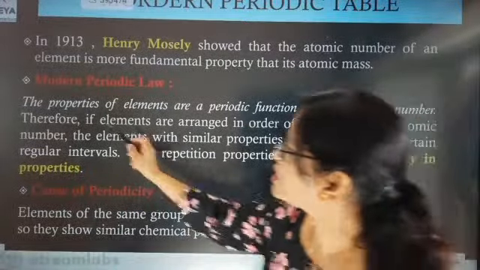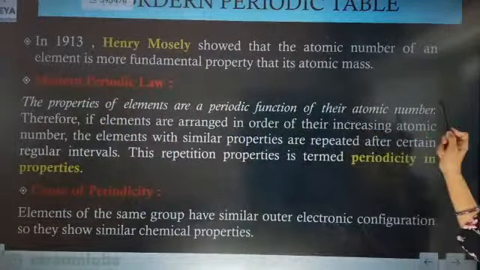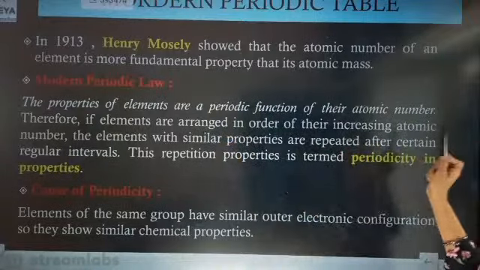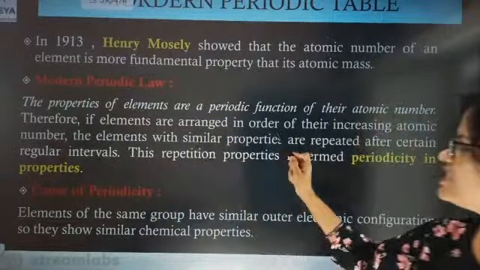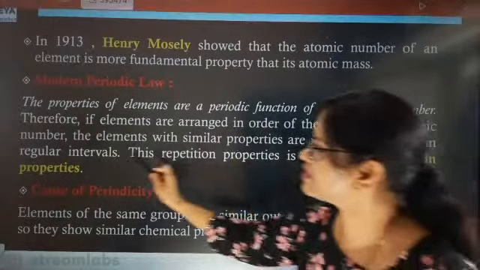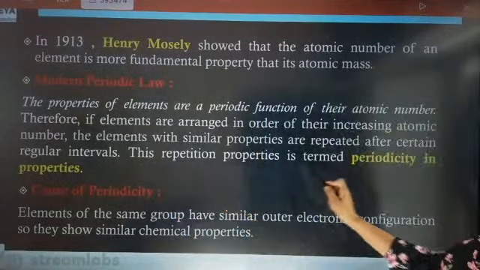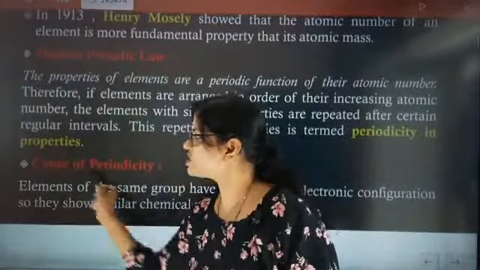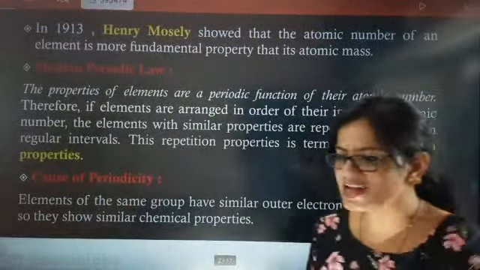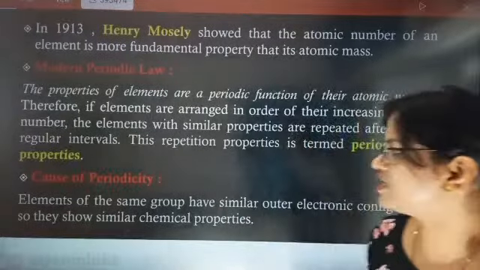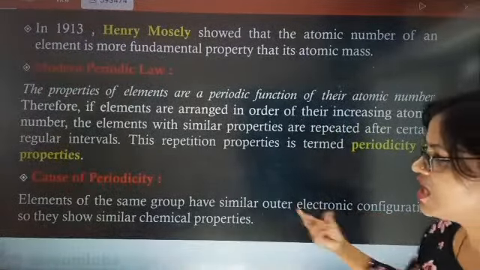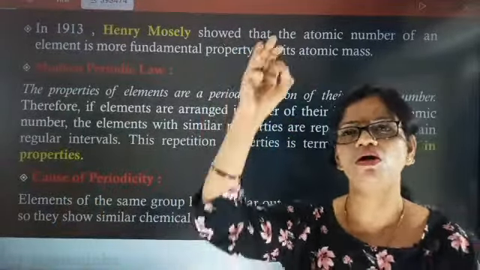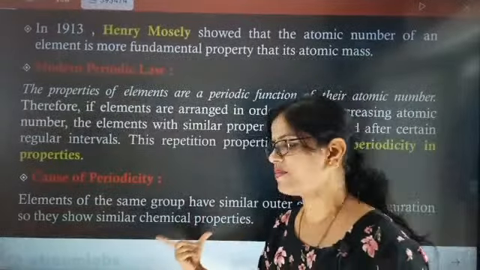The last time I am repeating, the properties of elements are a periodic function of their atomic number. Therefore, if elements are arranged in order of their increasing atomic number, the elements with similar properties are repeated after certain regular intervals. This repetition of properties is termed periodicity in properties. Causes of periodicity. What is the cause of periodicity? It is clearly written, the cause of periodicity is electronic configuration, and because of that similar electronic configuration, they have similar chemical properties.